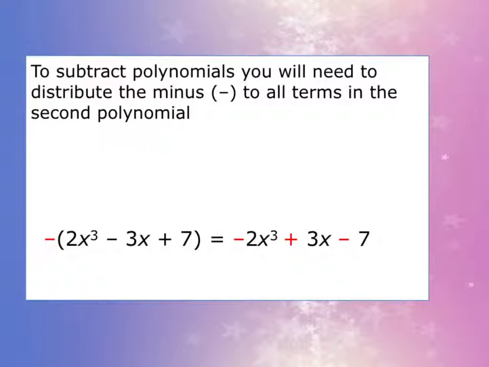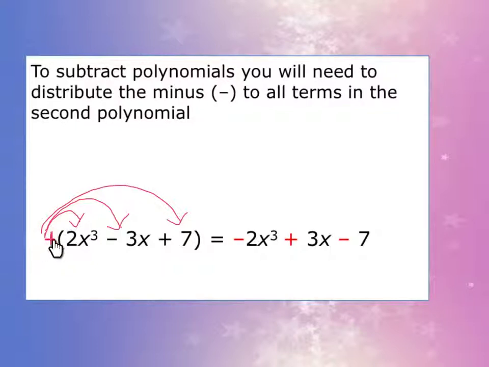polynomial. And here's an example. We have this negative symbol on the outside along with the polynomial on the inside of parentheses. And this is how it'll look to you in an example. You're going to need to distribute the negative to the 2x to the third, to negative 3x, and to positive 7. And there's pretty much like a negative invisible 1.